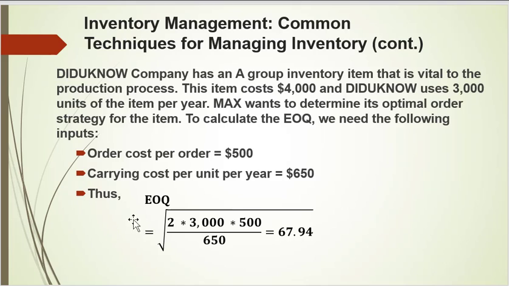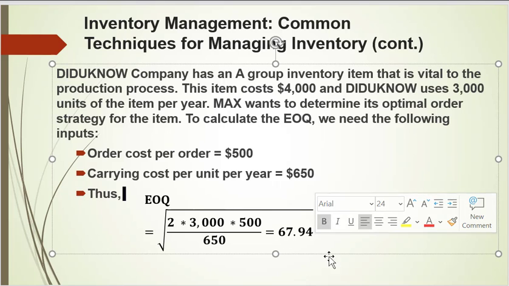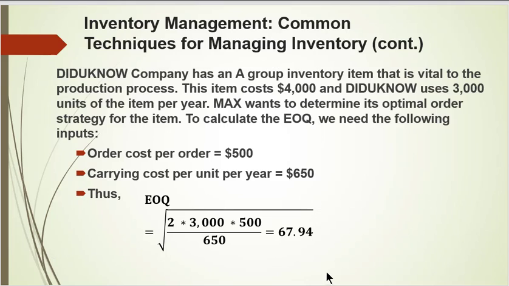So what is EOQ? The formula is 2 times the 3,000 units times the $500 order cost, divided by the $650 carrying cost per year. It says that when we order, we need to order 67.94 units. Of course, you can't order part of a unit, so you would assume that this is 68 units.